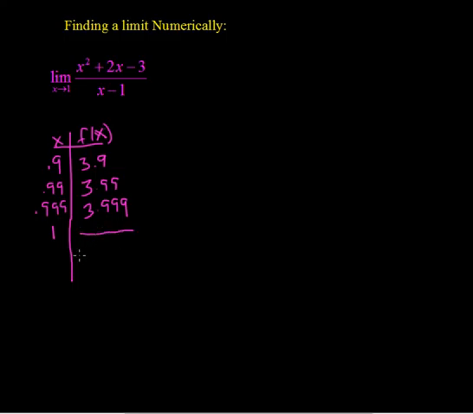No answer there. But we could put in 1.001, 1.01, and 1.1, and show what each of those answers were. If you recall, that was 4.001, 4.01, and 4.1. And you can see that coming in from the left, and coming in from the right, both are approaching x equals 1, so this limit is approaching 4. Okay, that's how we do a numerical limit.